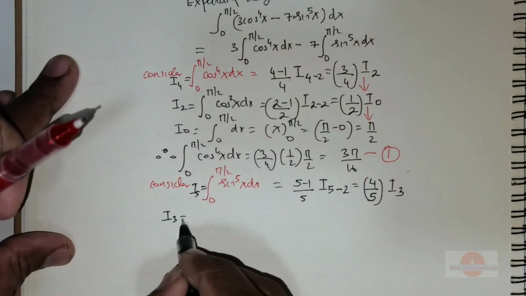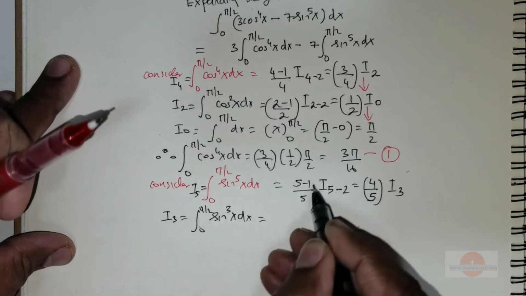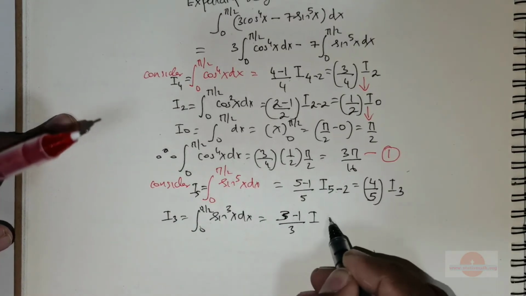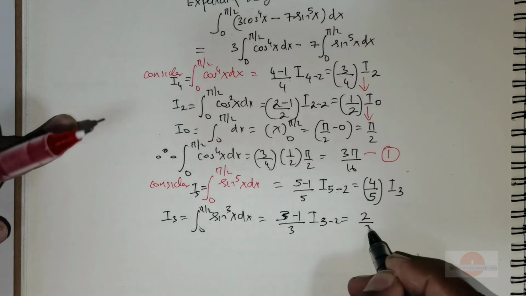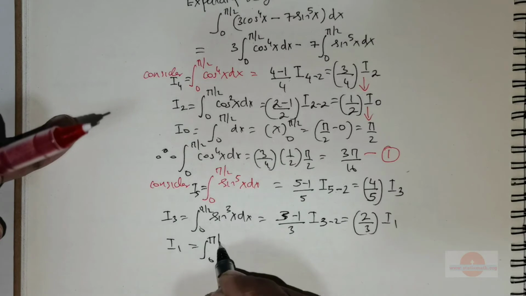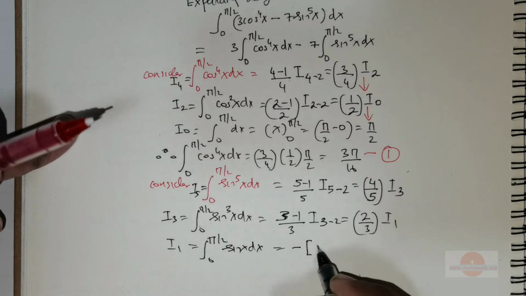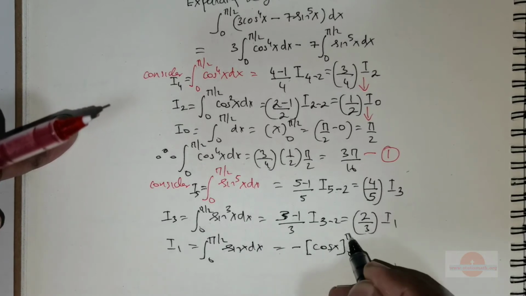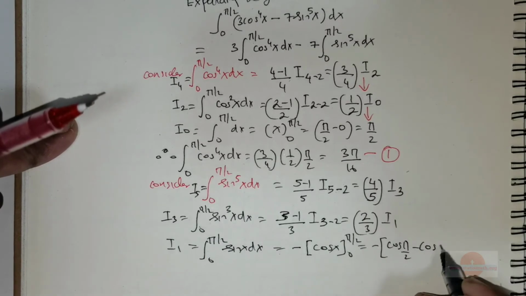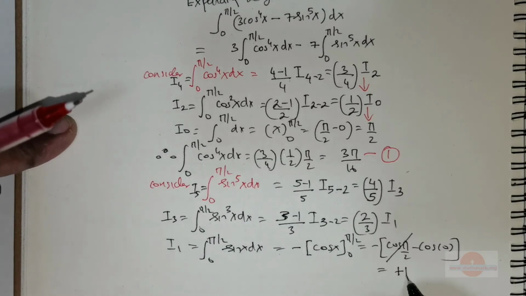Now I suffix 3 is going to be the integral from 0 to pi over 2 of sin^(3x) dx. Apply the reduction formula. This is going to be (3 minus 1) divided by 3 times I suffix (3 minus 2), which is 2 over 3 times I suffix 1. But I suffix 1 is the integral from 0 to pi over 2 of sin x dx. You integrate sin x dx, you get negative cos x, limits 0 to pi over 2. Apply the limits, you get cos pi over 2 minus cos of 0. Cos pi over 2 is 0. This would produce you positive 1.